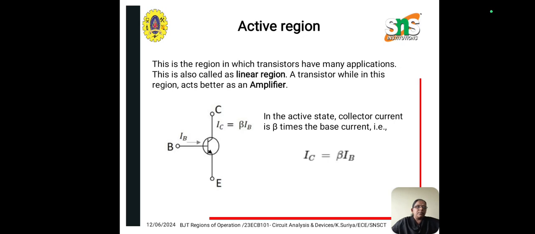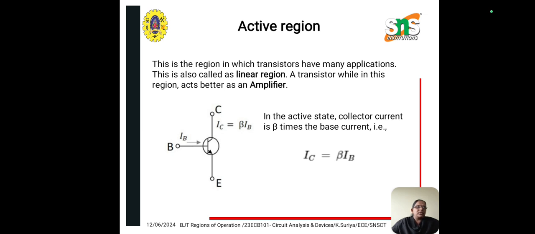So first we will see about the active region. This is the region in which the transistors have many applications. This is also called the linear region. A transistor, while in this region, acts better as an amplifier. So here in the diagram it is shown. Here the current IC will be equal to beta into IB. This region lies between the saturation and cutoff.